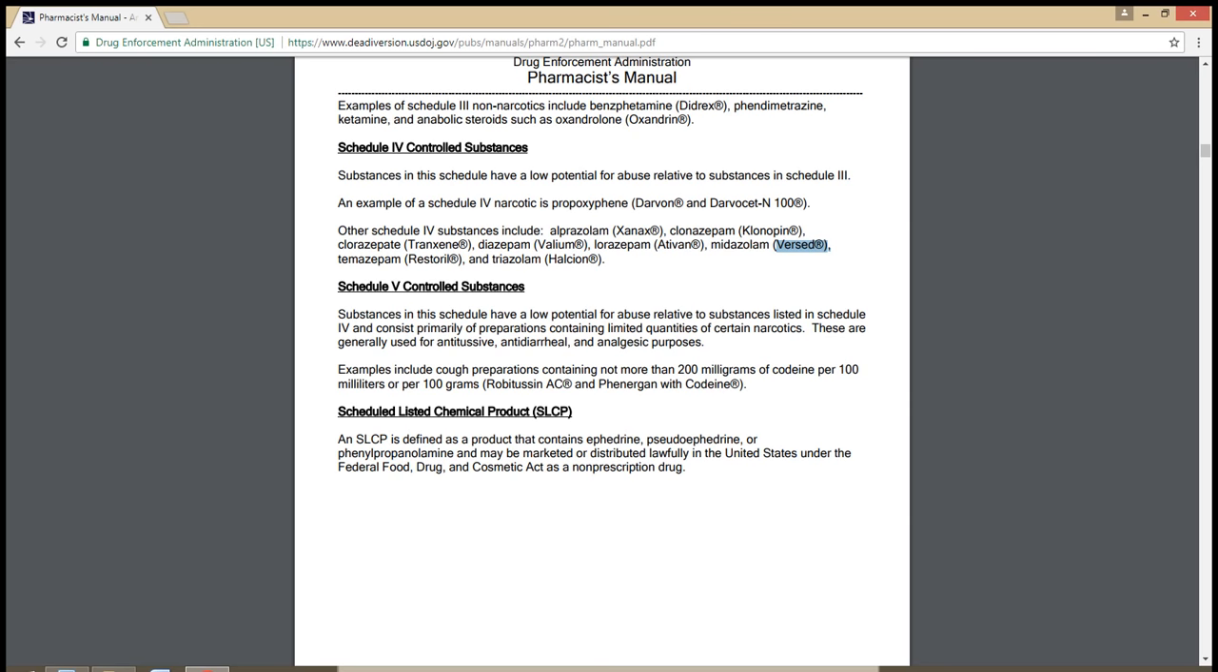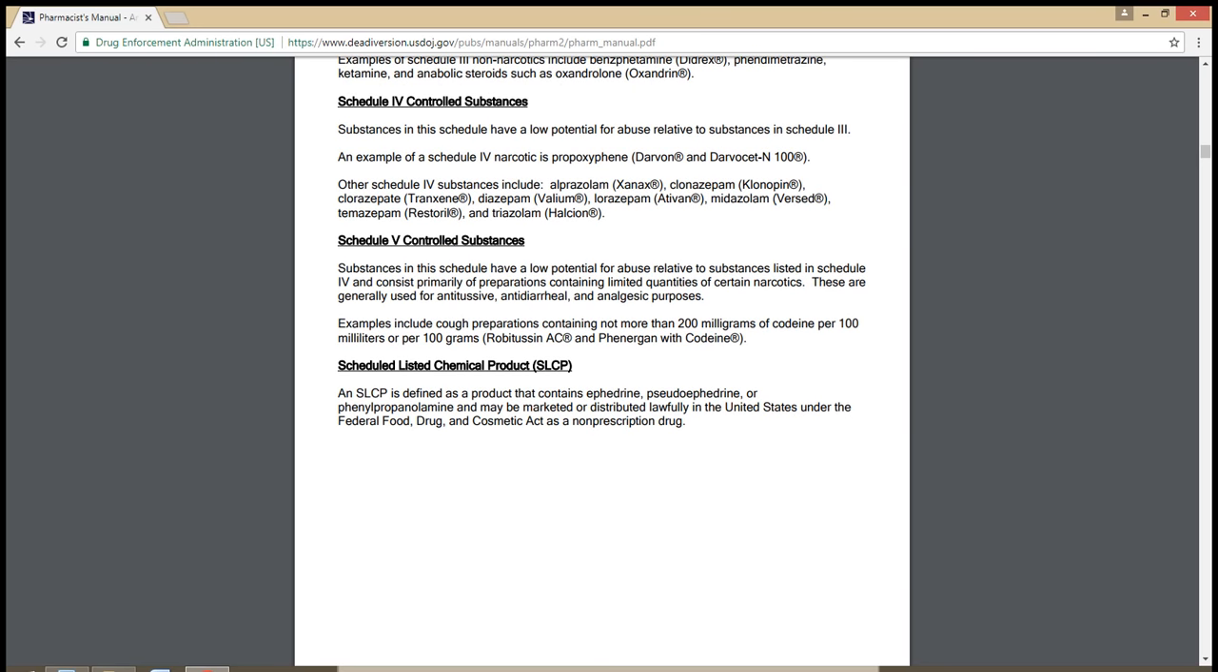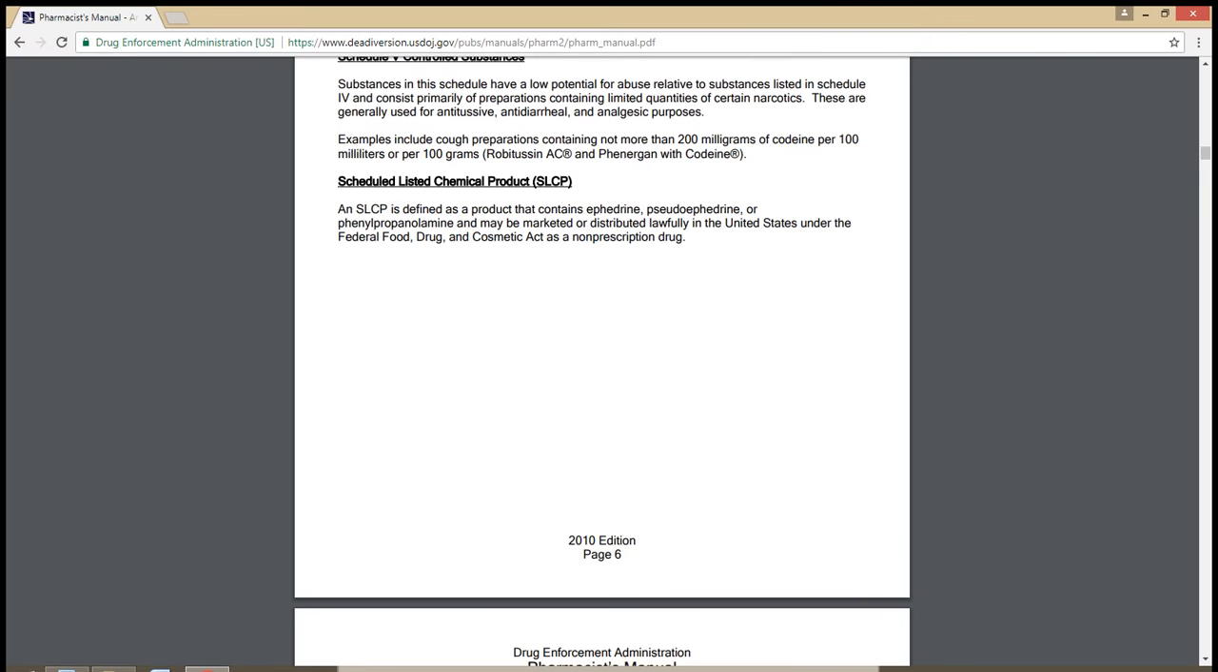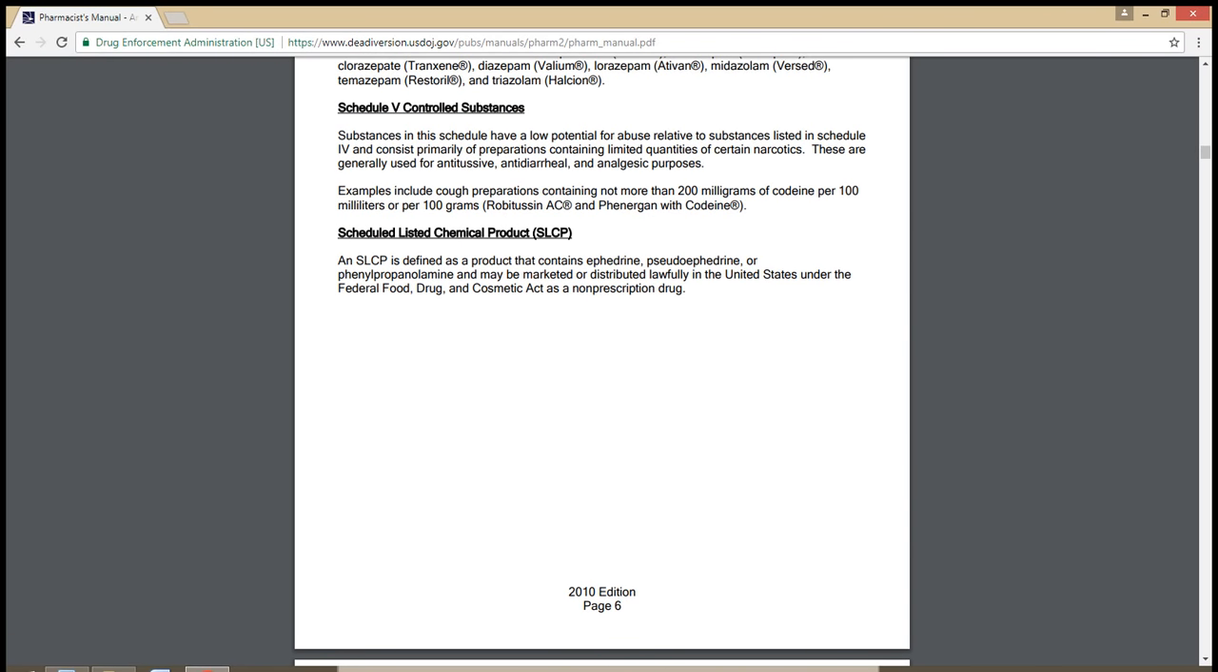All right. And then lastly, Schedule 5 controlled substances have the lowest potential of abuse. Schedule 5 substances are mainly examples like cough syrups that contain codeine, like Robitussin with codeine and Phenergan with codeine. So these are all Schedule 5 substances. And then you also have these random Schedule 5 controlled substances out there.